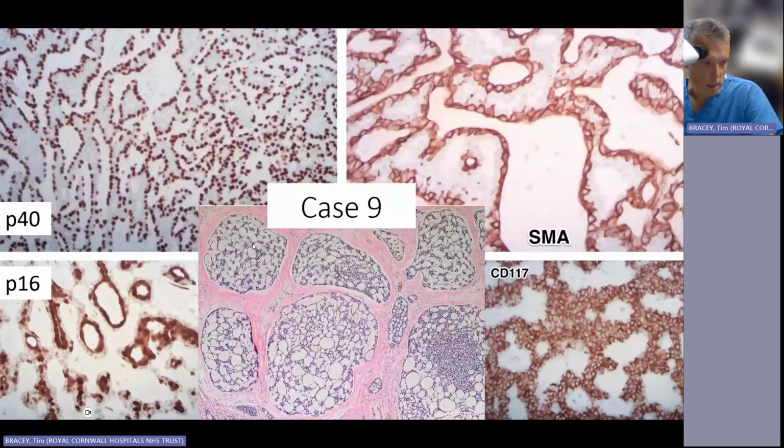And this was the histology, this cribriform pattern, and importantly, a dual layer with most of the immunohistochemical markers. You can see P40 is showing a peripheral pattern of the basal myoepithelial cells surrounding the ductal cells. SMA is also staining the myoepithelial layer and not the luminal layer. CD117 is staining the luminal layer and not the myoepithelial layer. And interestingly, P16 sometimes stains these as well, just the luminal layer.